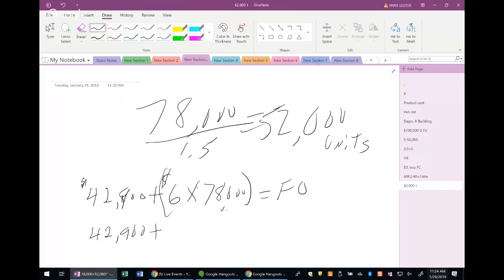What's 6 times 78? Monique, you got 6 times 78,000? 468,000. All right, here is your fixed overhead, here is your variable overhead, then we've got total overhead. Is that going to come out to 510,900? Wait a minute, 500, I meant 510.